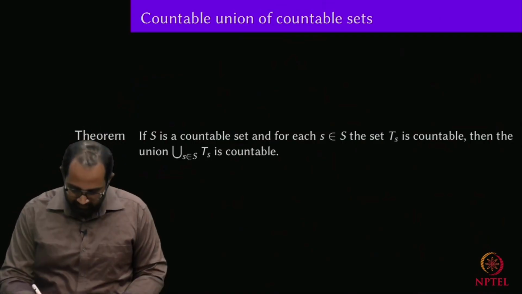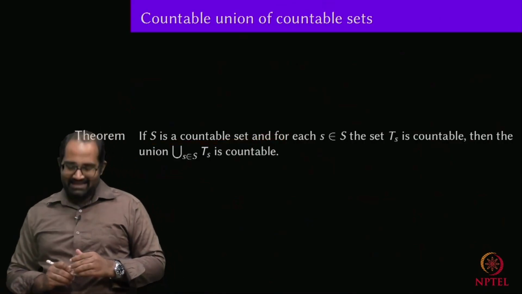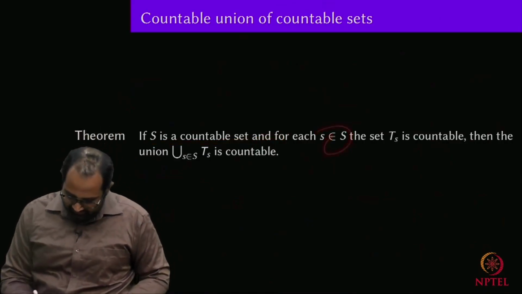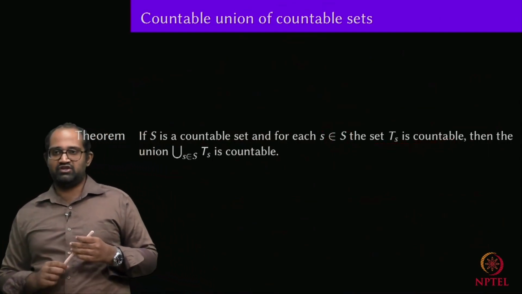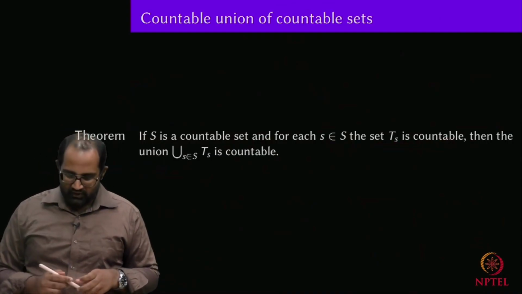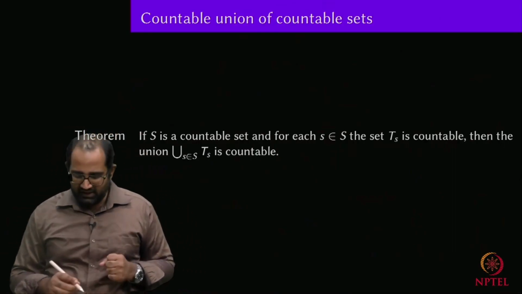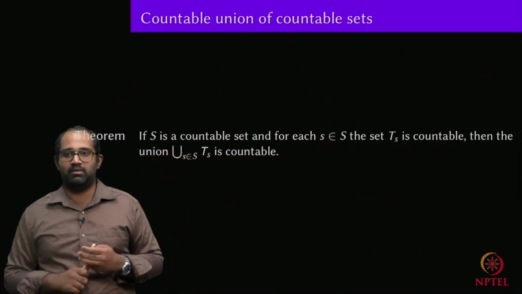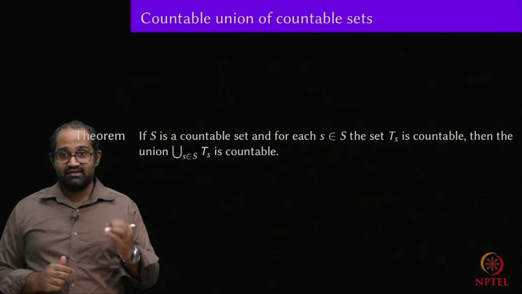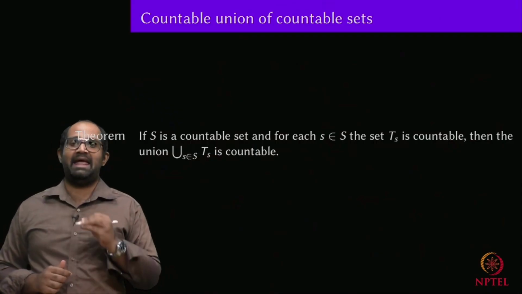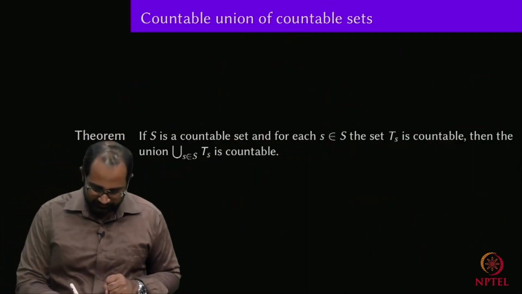If S is a countable set, and for each element s in S, you have a corresponding set T_s that is countable. That is, in the notation that we have introduced in an earlier video, we have an indexed family of countable sets. Then the union is also countable. The previous listing will allow us to give an extremely crisp proof of this fact. How are we going to show this?